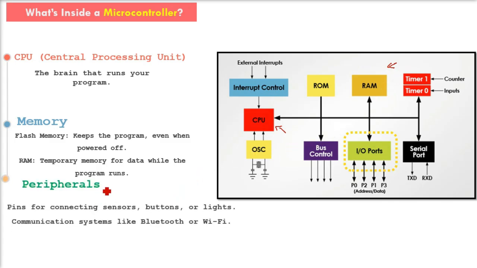A microcontroller also contains peripherals, that is, interfaces for the real world, like the pins for connecting sensors, buttons or lights, and communication systems like Bluetooth or Wi-Fi.